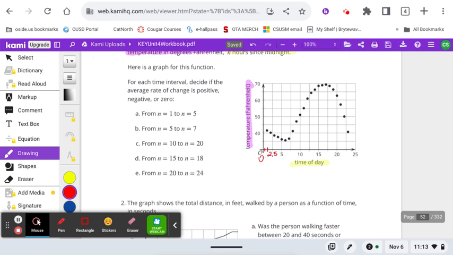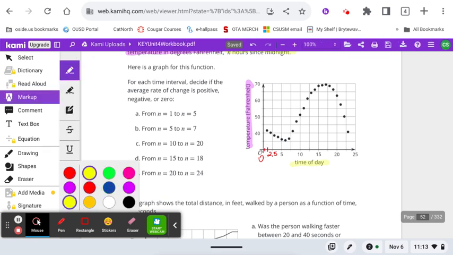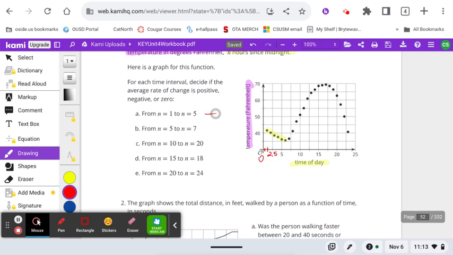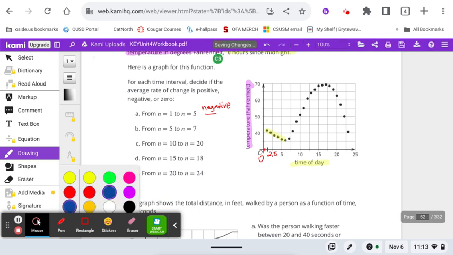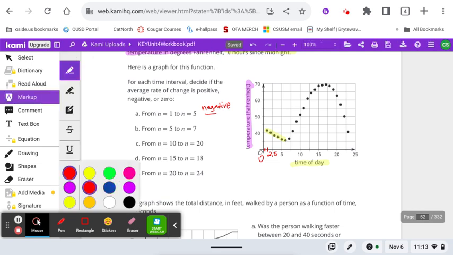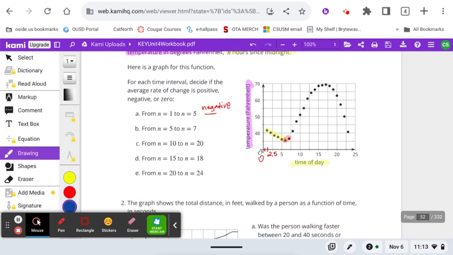And what seems to be happening? Is it going up, going down from there to there? You got it. This one, I would say, is negative, going down. What about from 5 to 7? I'd say that's going up. You got it. What about from 10 to 20?